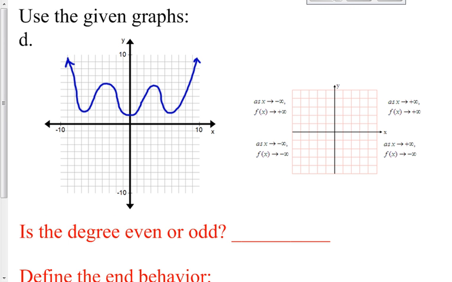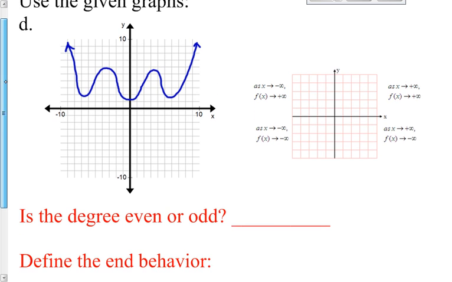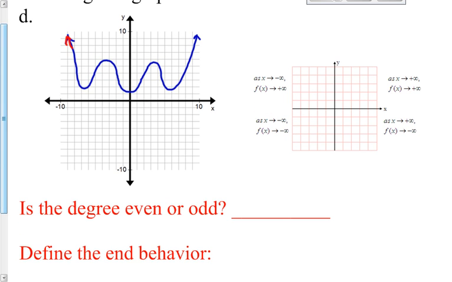You guys try this one on your own. All right, here's what you should have gotten. Is the degree even or odd? The arrows end in the same direction. When it's the same direction, it means it's an even function.